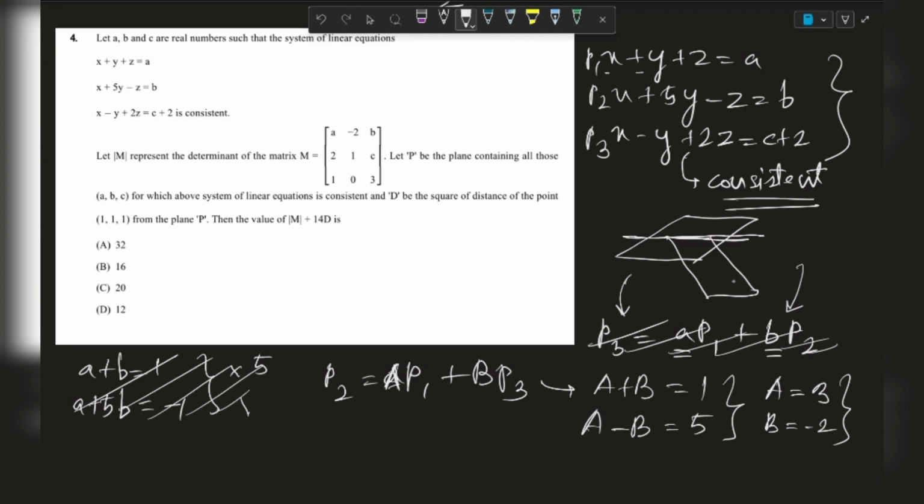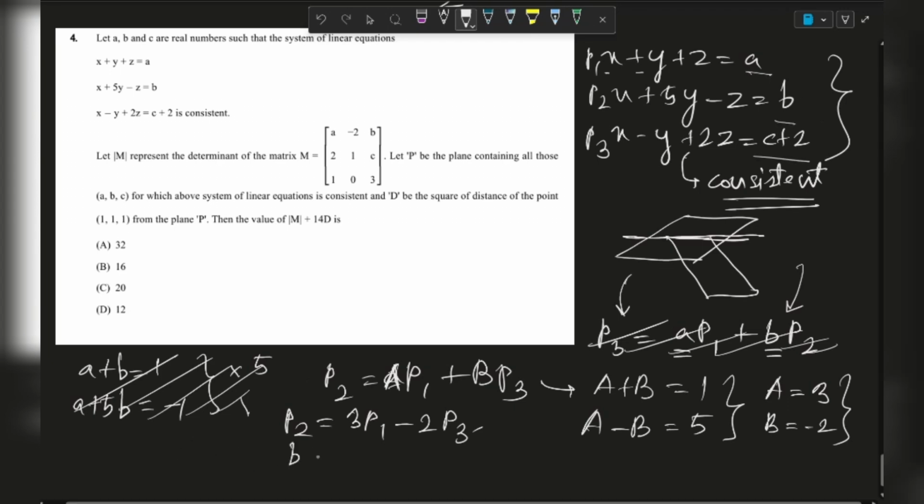So you should also be careful about these things, because small things can save time in your exam hall. So basically our P2 is 3 times P1 minus 2 times P3. Now we can put the RHS of these three equations in this particular thing. So basically what we will have is B equal to 3A minus 2C minus 4. So 3a minus b minus 2c minus 4 is 0.